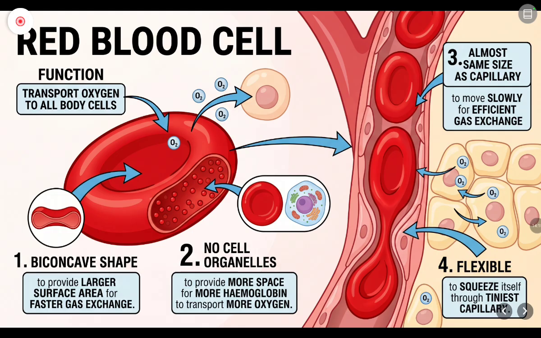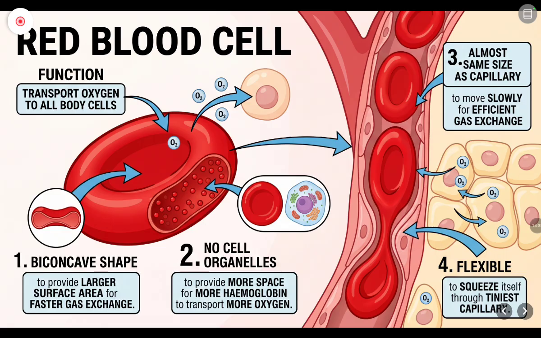And so let us start. The function of the red blood cell is transporting oxygen to all body cells, from the neurons in the brain to each and every part of our body, to our skin, to our eyes, to our nose. So basically the red blood cell needs to have some adaptations or features which will help it to carry out its function much more effectively.